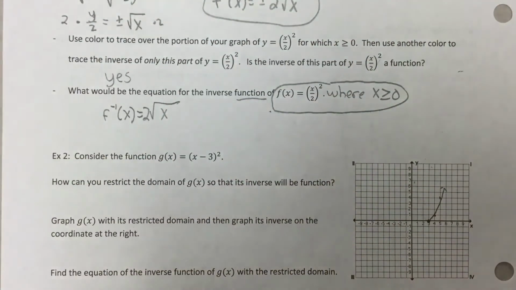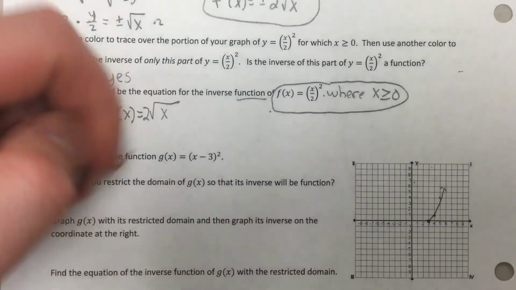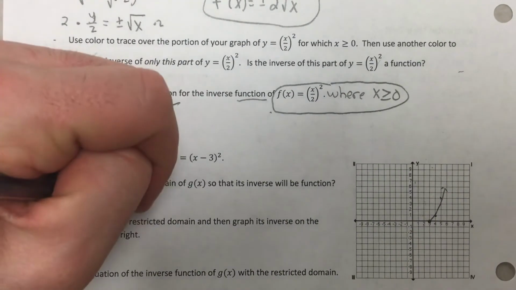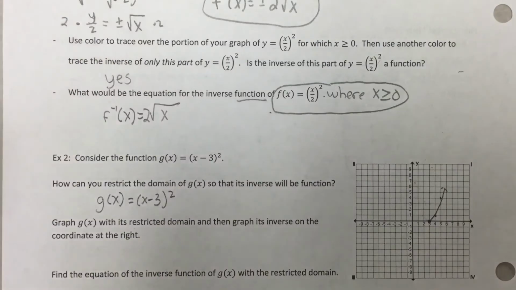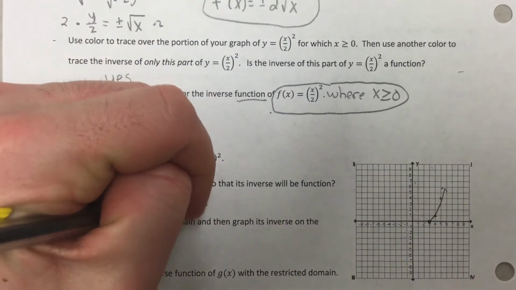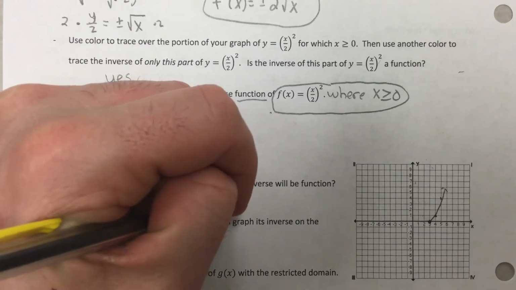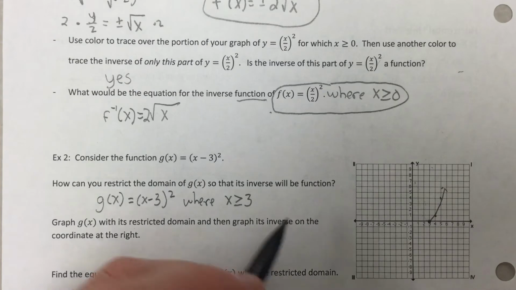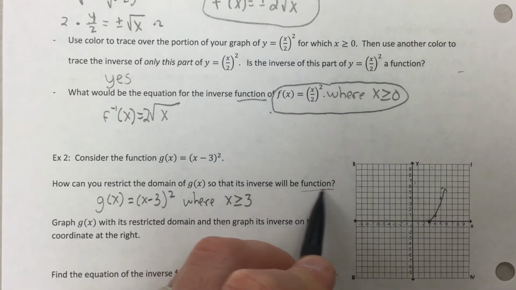So if I get rid of half of it and start it at the vertex and go to the right, I would be saying my equation is g of x equals x minus 3 quantity squared, but I'm starting it right here, which is at 3. So I'm saying where my x values are greater than or equal to 3. And so now, if I find the inverse of this, my inverse would be a function. Again, the whole thing we're talking about is that they want to be functions.